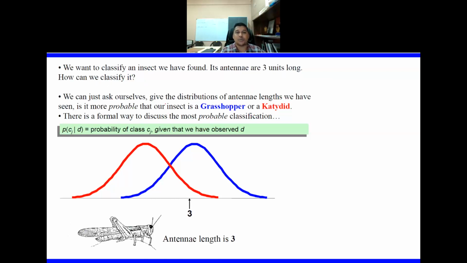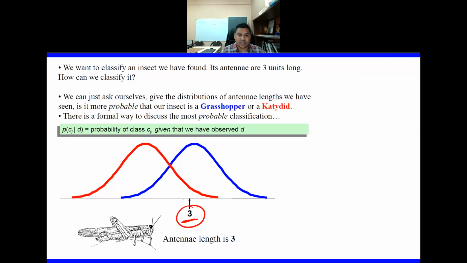So we can just ask ourselves, given the distributions of antenna lengths, is it more probable that the insect is a grasshopper or katydid? In terms of probability, the question is P of Cj given D. Given D, that is the length of the antenna, what is the probability that this insect belongs to class Cj? Cj is the class. Okay, see here, these are the distributions. This is the point which I am asking you about: given the antenna length as 3, what is the insect?